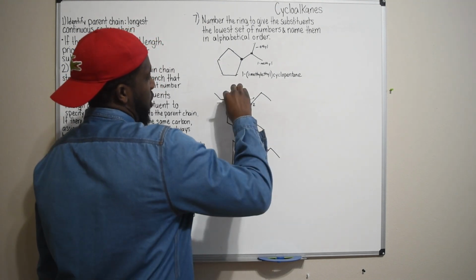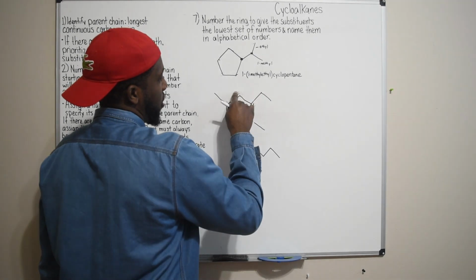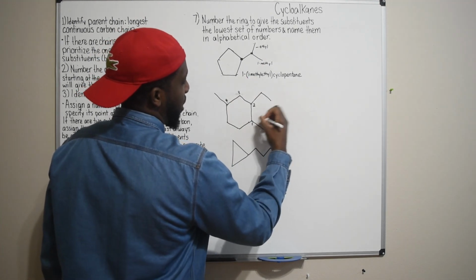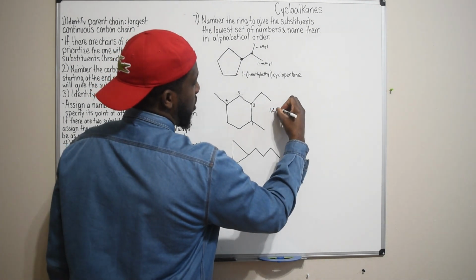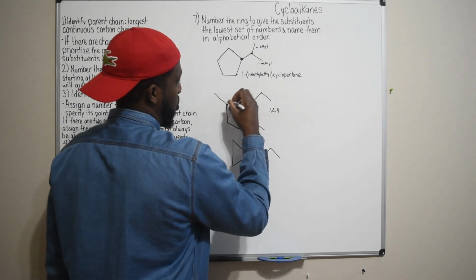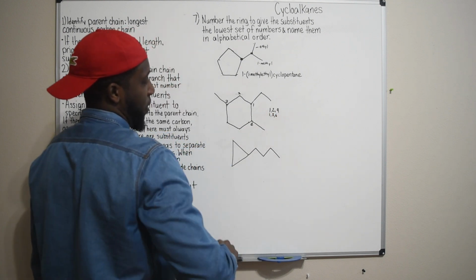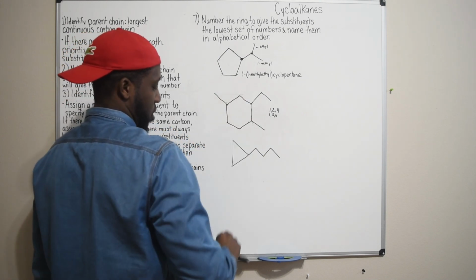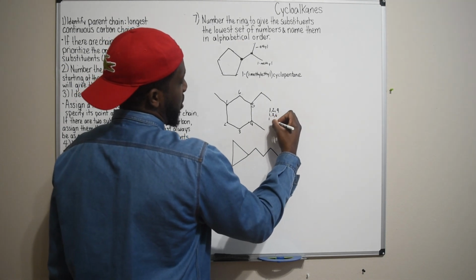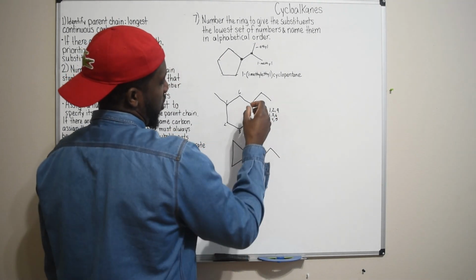So that's one way we can do it. If we started here, we would have 1, 2. Well, hold on, let me write that down. So we have 1, 2, 3, 4. So we would have 1, 2, 4 for our substituents. If we started here, we would have 1, 2, 3, 4, 5, 6. So we have 1, 3, 6. If we started here, we would have 1, 2, 3, 4, 5, 6. So it'd be 1, 4, and 5.